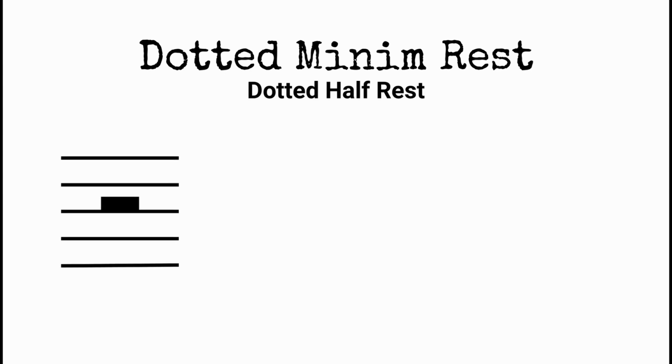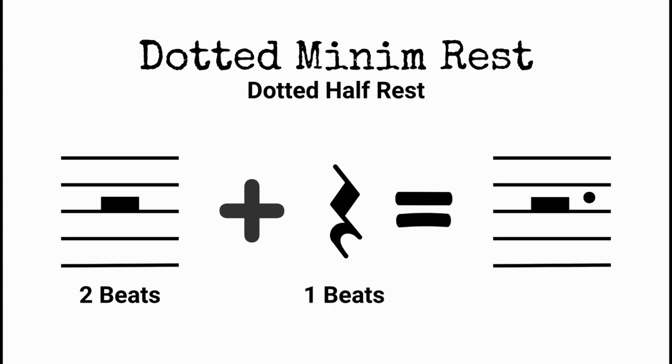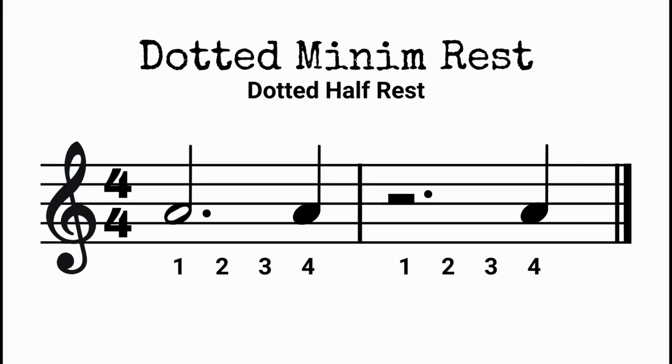A dotted minim rest, also known as a dotted half rest, has the value of a minim rest, also called a half rest, which lasts for 2 beats, added to a rest half its value, which is a crotchet rest, also called a quarter rest, which lasts for 1 beat. So a dotted minim rest tells us to stay silent for 3 beats in total. Let's listen to a dotted minim rest in practice.